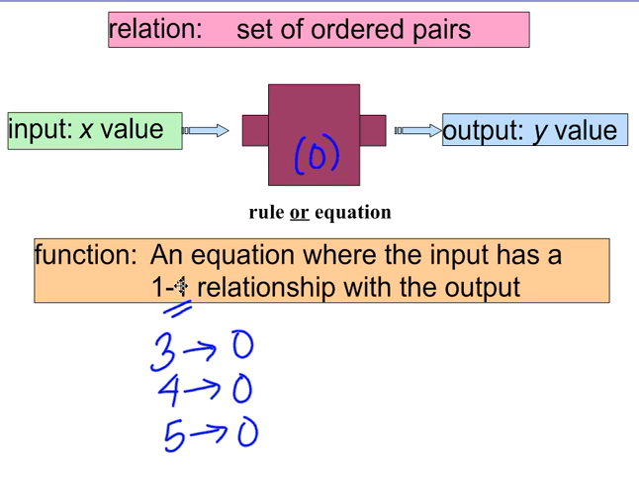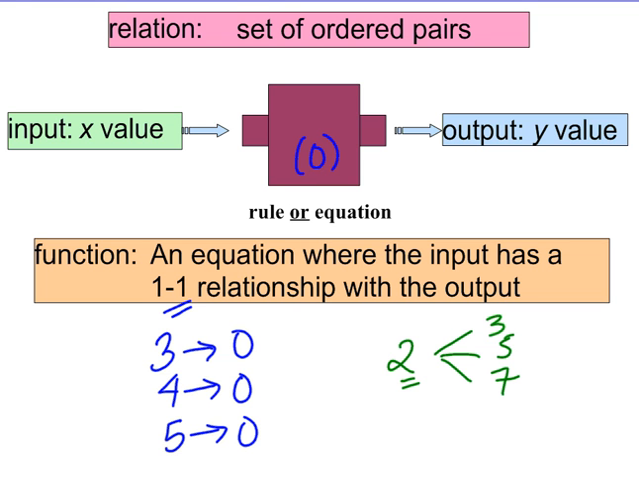But where it's not a one-to-one function is, let's say you put the number 2 in, and then all of a sudden out pop numbers 3, 5, and 7. Well, 3 numbers popped out when 1 number went in. It's not a one-to-one relationship, so that's not a function.